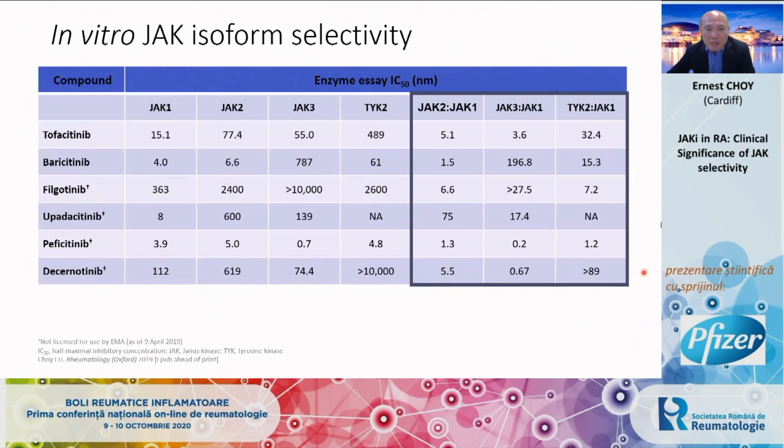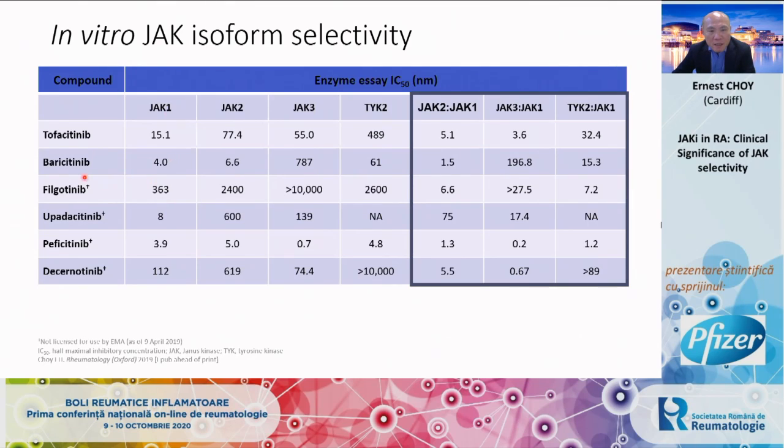Now, I'm going to use this slide to explain the in vitro experiment I explained earlier that led to the claims of JAK selectivity. So, for example, we can look at Tofacitinib, which is said to be a JAK1/3 selective inhibitor. And if you examine the IC50, you will see that the IC50 is lowest for JAK1 at 15, followed by JAK3 at 55, then JAK2 at 77, and 489 for TYK2. So Tofacitinib is most potent for JAK1.